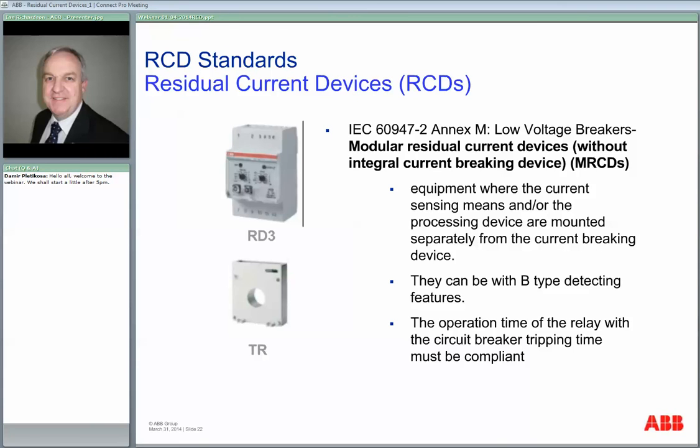With the residual current relays, these are actually a relay with a separate toroid. They're often used in switchboard arrangements. There's a couple of standards I mentioned earlier. 60947 is actually the circuit breaker standard. There's a new Annex M. These devices are required to have a timing that considers the operating time of the circuit breaker itself. So generally the manufacturer of the product, in this case an ABB product, we've tested the devices with the ABB circuit breakers, and according to the standard they will all operate within the time that they're supposed to.